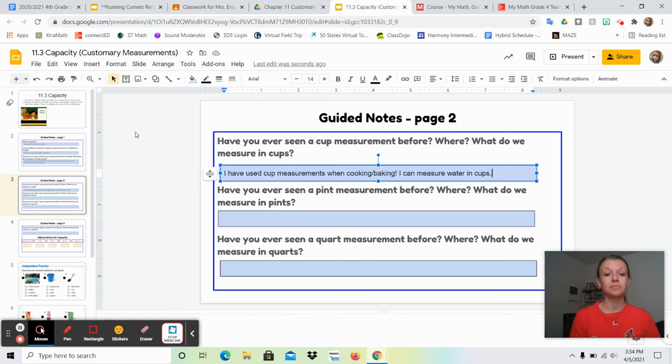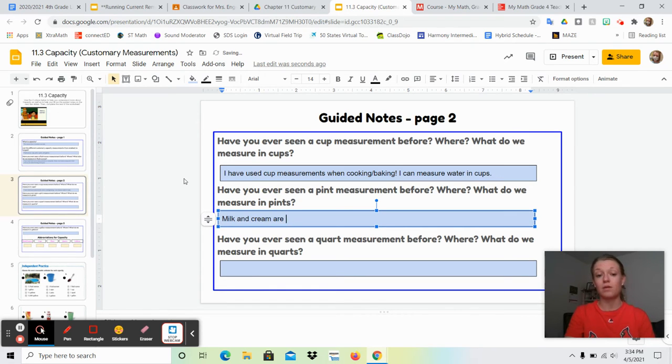Have you ever seen a pint measurement before? This one's a little bit more tricky, but I'm not going to say where I've seen it before because I have a feeling that you guys haven't seen a whole lot of this. But things that are measured in pints include milk and cream. If you've ever used heavy whipping cream, you can buy that in pints at the store.